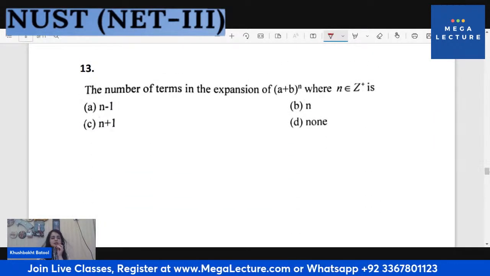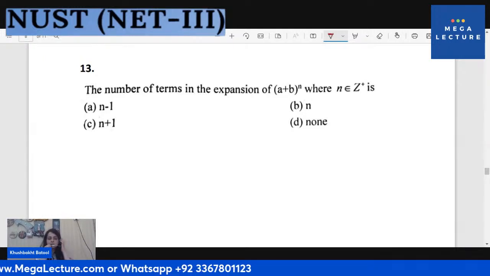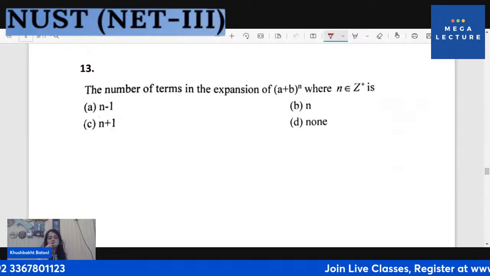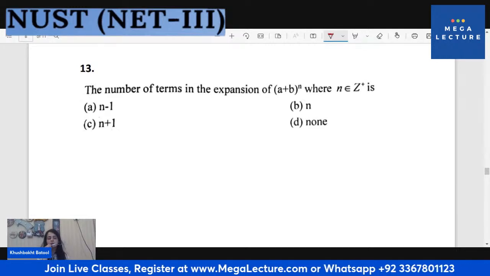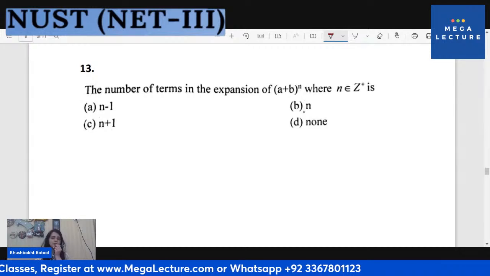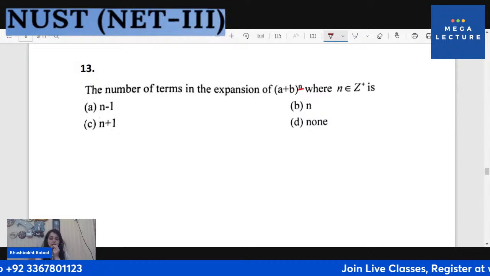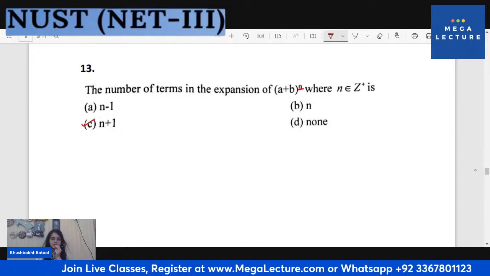Okay, this is the 13th question. Please try doing this, all of you, because you guys need to practice as well. It says the number of terms in the expansion of (a plus b) power n, where n belongs to positive integers, is what? Now they're talking about the number of terms, and I've been telling you this already. Whatever the power is, if the power is 4, the number of terms would be 5. If the power is 10, the number of terms would be 11. If the power is n, the number of terms would be n plus 1. So the answer is going to be C in this case.